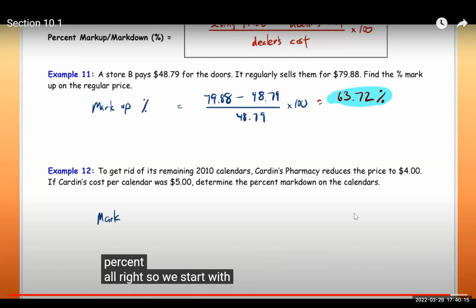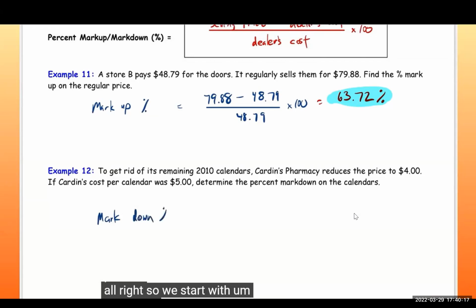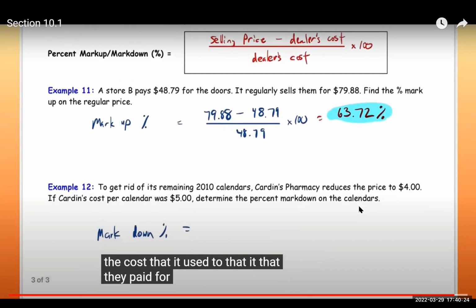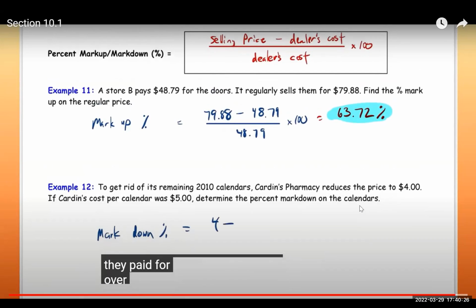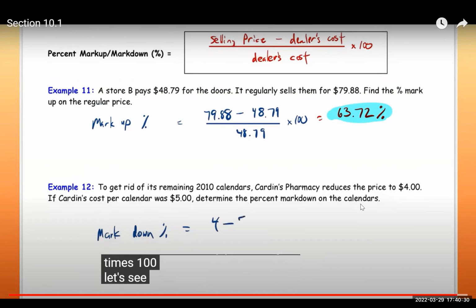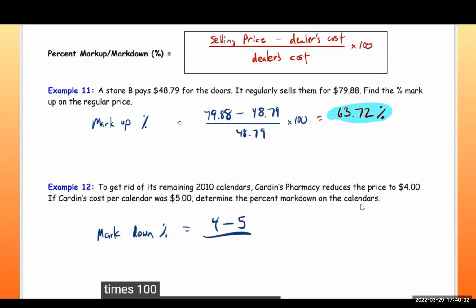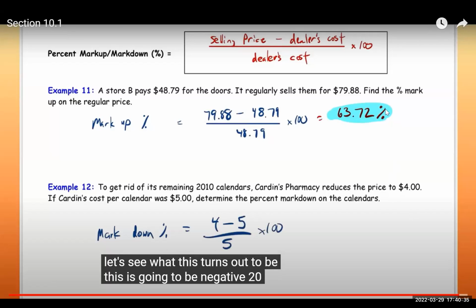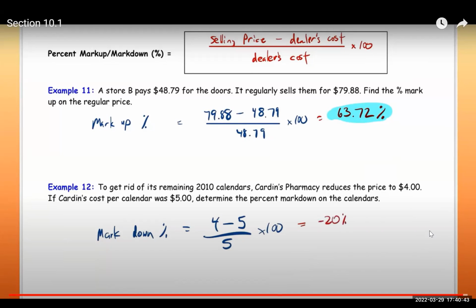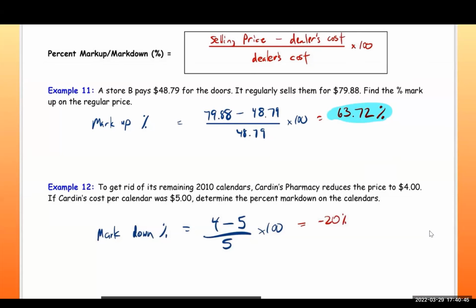All right, so we start with the selling price, which is now $4, minus the cost that they paid for, over the cost that they paid for again, times 100. Let's see what this turns out to be. This is going to be negative 20%. So that means that there was a 20% markdown in price. All right, and that is the end of this section.